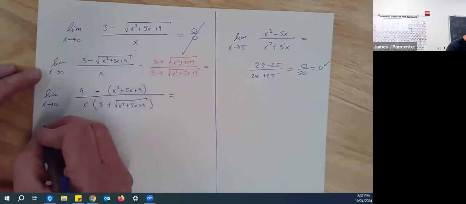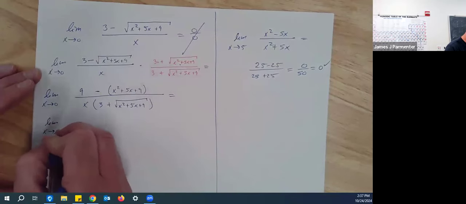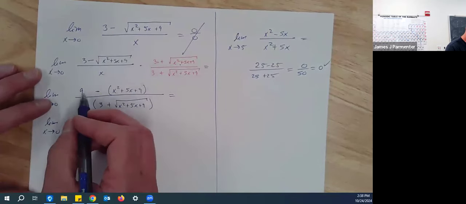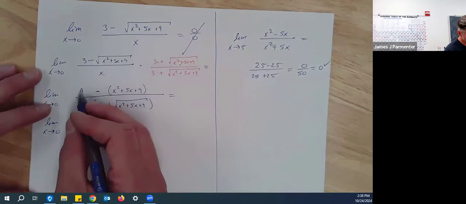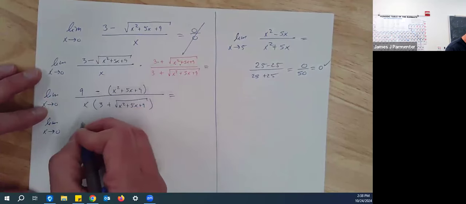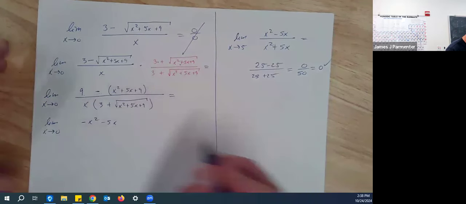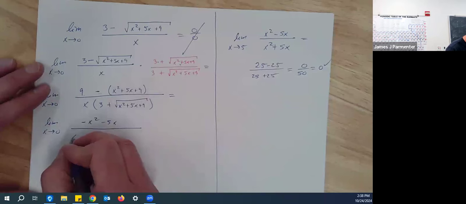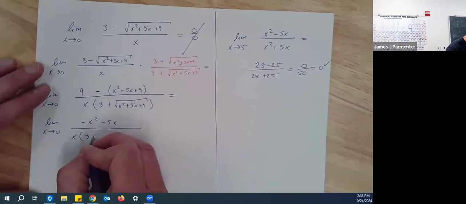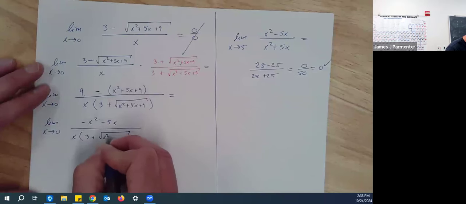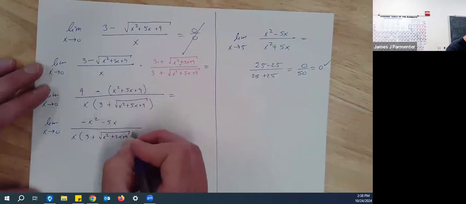So here, the limit as x approaches 0 of, let's see, so you get 9. I don't really want to write the 9 because I know it's going to cancel. I'm going to get negative x squared minus 5x. And then the 9 minus 9 is 0. And then the bottom still has the horrible x times 3 plus the square root of x squared plus 5x plus 9.